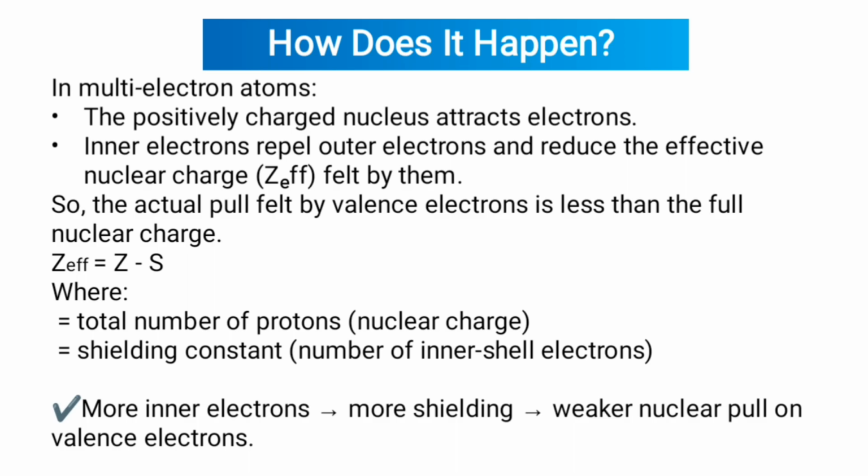So, effective nuclear charge is equal to Z minus S, where Z is the total number of protons, the nuclear charge, and S is the shielding constant, meaning the number of inner shell electrons. More inner electrons means more shielding, and weaker nuclear pull on valence electrons.